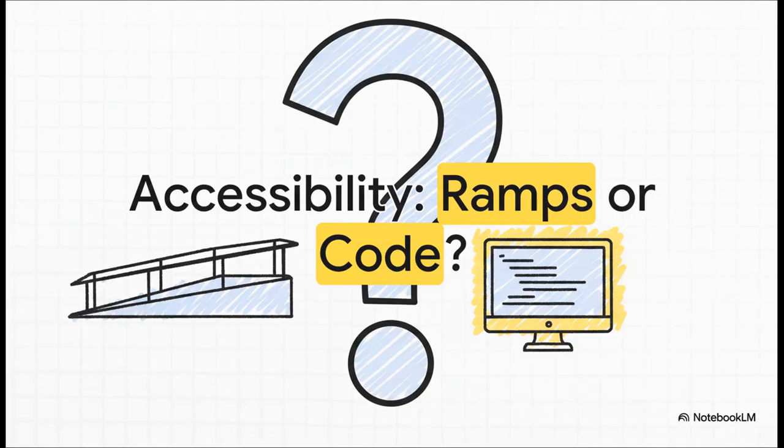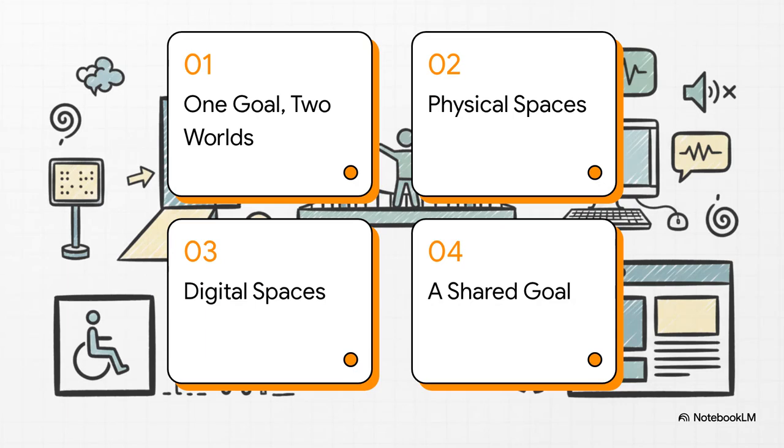So, when we get right down to it, is accessibility about building ramps, concrete and steel? Or is it about the invisible lines of code that run our digital lives? Well, the truth is, it's about both. All right, here's our game plan. First, we're going to look at the big idea that connects everything. Then, we'll dive into the physical world, and after that, the digital world. And finally, we'll bring it all back together to see how it's all part of one shared, inclusive goal.